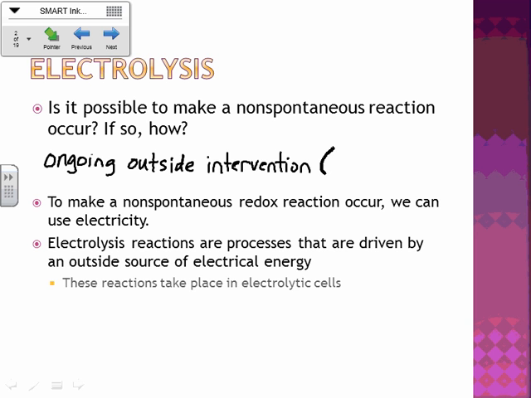So, continual addition of energy is really what we're talking about here, okay? So, if we want to make a non-spontaneous redox occur, we can use electricity, okay? We're continually passing electricity through something. That's that continual addition of energy that can make a reaction happen, even if it's non-spontaneous, okay? This is called electrolysis. And you have to have an outside source of electrical energy for this to happen, okay? And these reactions take place in what's called electrolytic cells. Looks like electrolysis, so that hopefully makes sense.